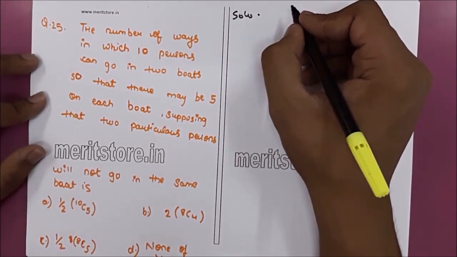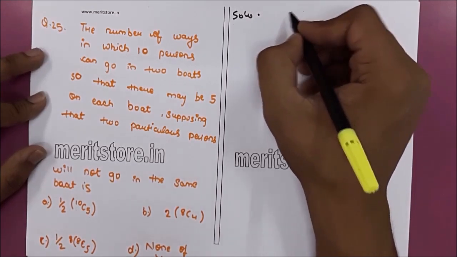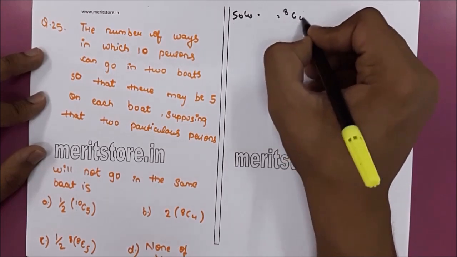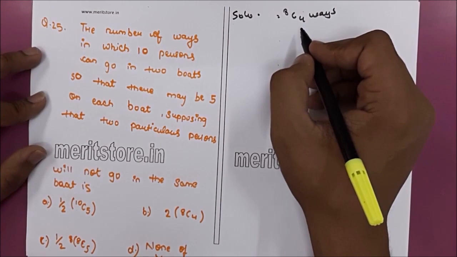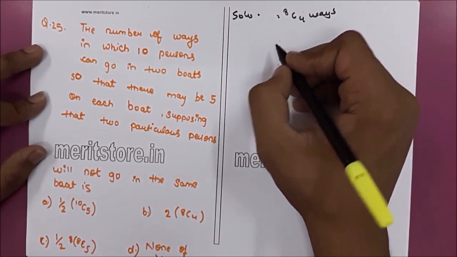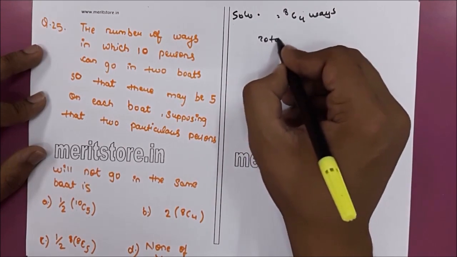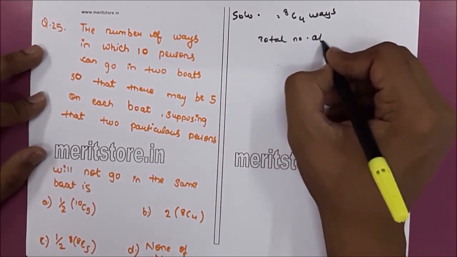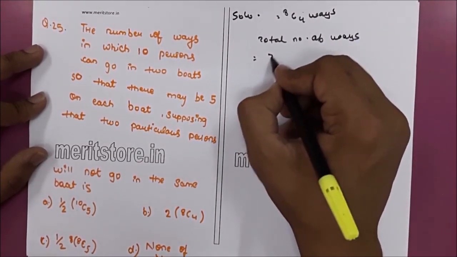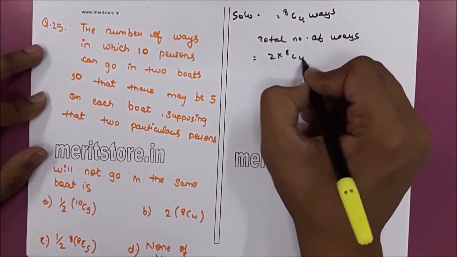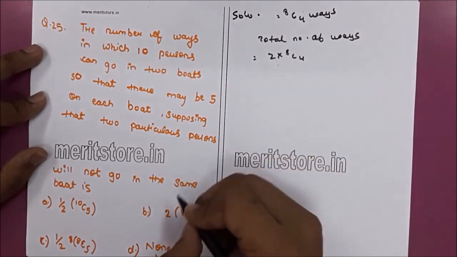First, omit 2 particular persons, remaining 8 persons may be 4 in each boat. This can be done in 8C4 ways. The 2 particular persons may be placed in 2 ways, one in each boat. Therefore, total number of ways is equal to 2 into 8C4. Therefore, option B is correct.